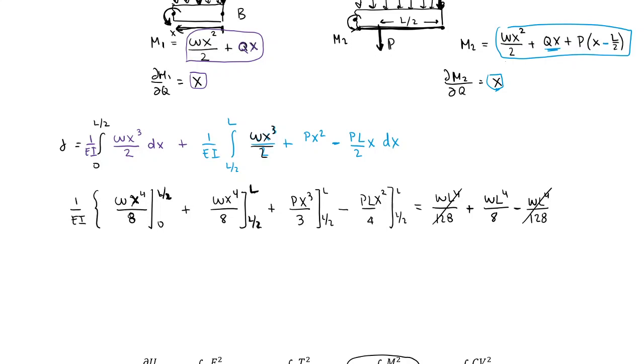Then PX, so plus PL cubed over 3 minus P, and add L over 2, L cubed over 2 cubed times 3, 24. And PL over 2 times X squared, which would be L times L squared, L to the third over 4, minus P X squared, so L squared times L cubed, but a 2 in the denominator squared, that's a 4 times the existing 4, 16, right?